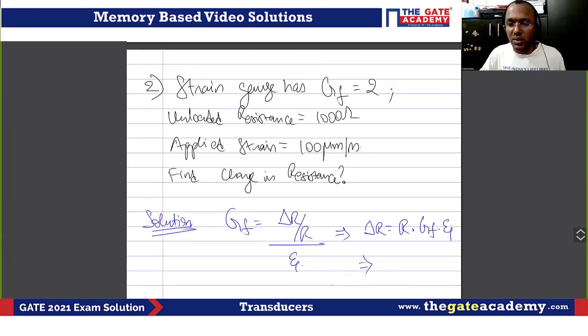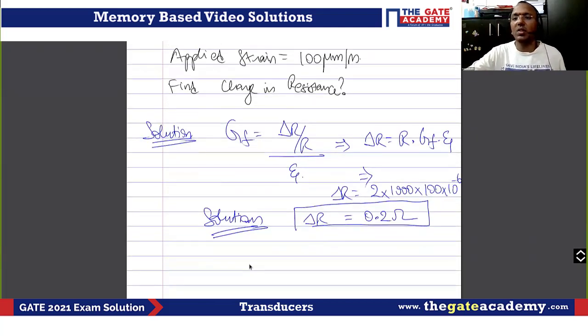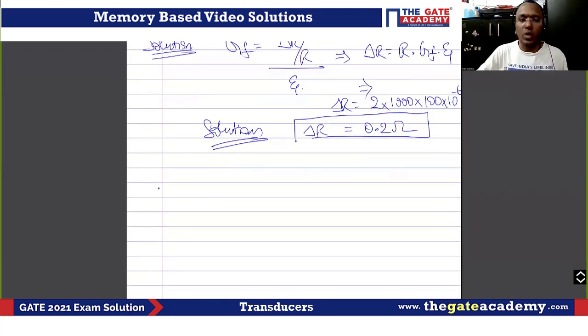So implies delta R is going to be GF is 2, R is going to be 1000, and epsilon is 100 micro. So 100 micro means what? 10 power minus 4. So this is going to be 0.2 ohms. This is your delta R. This is solution. Direct question, direct application of formula. Very easy, direct question.